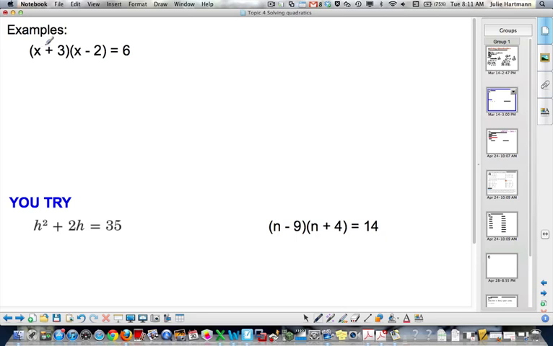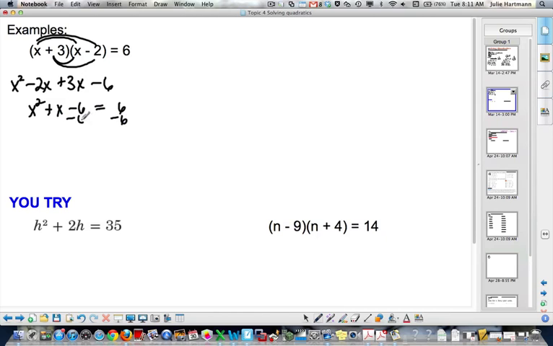Okay, so what we have to do here is we actually have to multiply this out. So x times x is x squared. X times negative 2 is negative 2x. 3 times x is plus 3x. 3 times negative 2 is negative 6. So combine your middle terms. That's x squared plus x minus 6 equals 6.